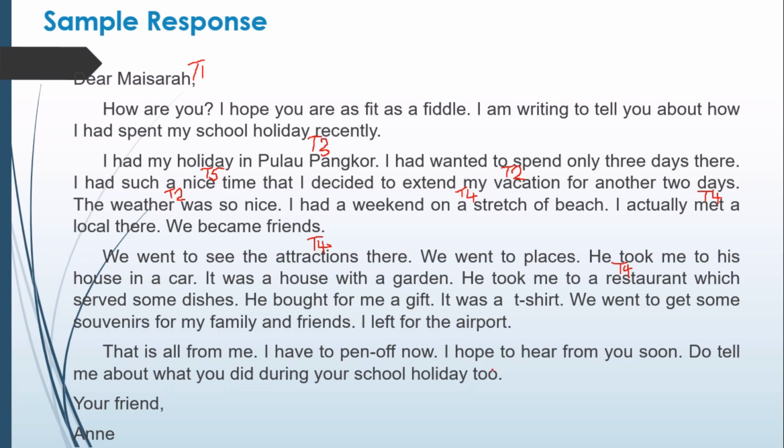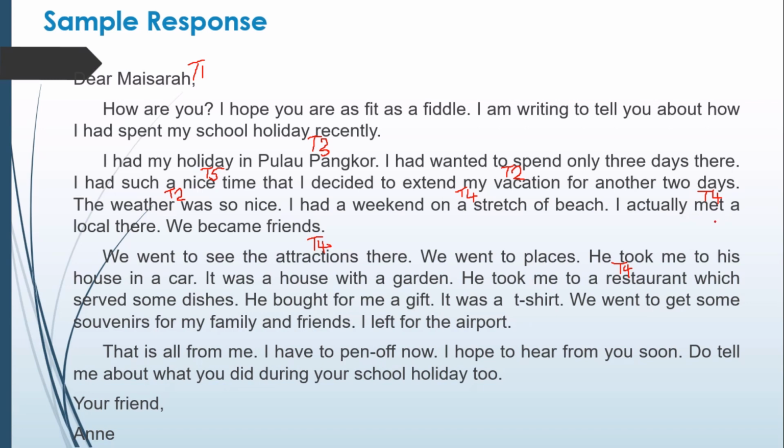Okay, basically you have already answered all the tasks. You have task number 1 here, replying to the letter. You have task number 2 here, decided to extend my vacation. You went for a vacation for 2 days. The weather was so nice, so that is describing the place again. Where did you go? Pulau Pangkor. And then this is had a nice time. Of course, nice time is how you felt during the vacation.